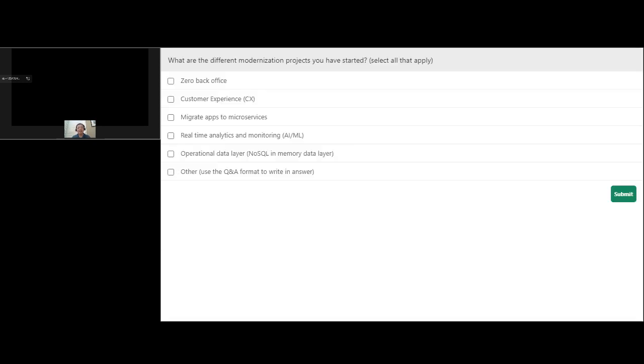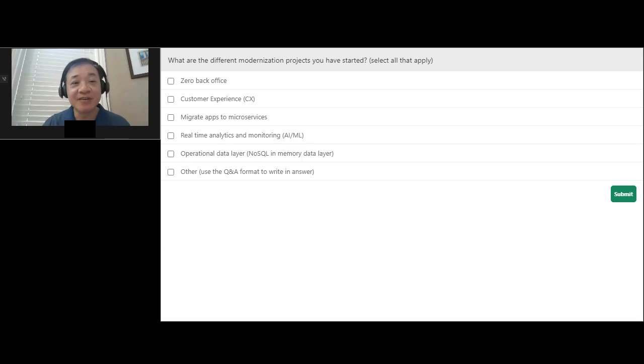So I actually want to start with a second poll. The question is, what are the different specific modernization projects that you have actually started or maybe even completed? So you have zero back office. That's basically automating some of your back office processes. Obviously, a typical modernization project is improving the customer experience, right? It could be the mobile app, migrating apps to microservices that David was talking about, and then real-time analytics and monitoring, maybe using some sort of AI or machine learning model.